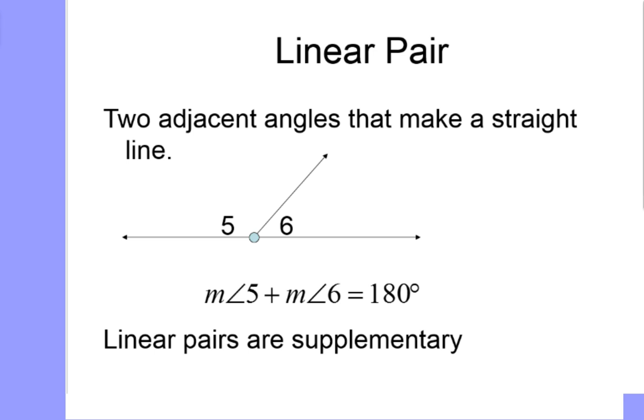Let's take a look here at one other pair of angle relationships, and that is called a linear pair. Now we just saw a lot of linear pairs happening in these last couple of examples. And simply put, a linear pair is two adjacent angles that make a straight line.